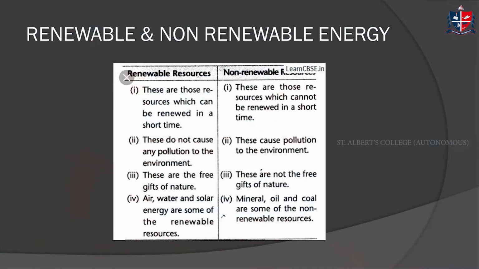The third one is renewable and non-renewable. This is very familiar. We have been going through these renewable and non-renewable sources for a very long time. We know renewable means one which is abundantly available. It never gets exhausted. It is available. It is eco-friendly.